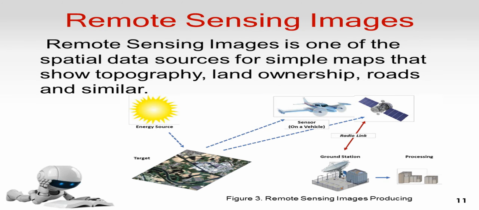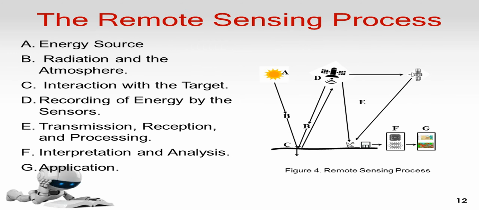Remote sensing images. The remote sensing image is one of the special data sources for simple maps that show topography, land ownership, roads, and similar. These image sources are satellites and aircraft.